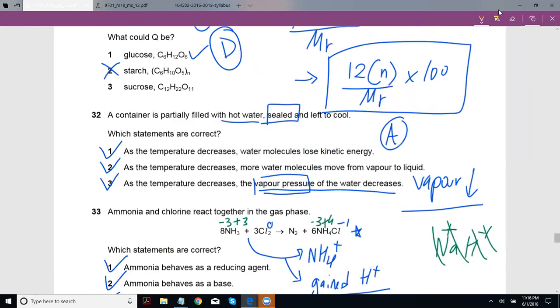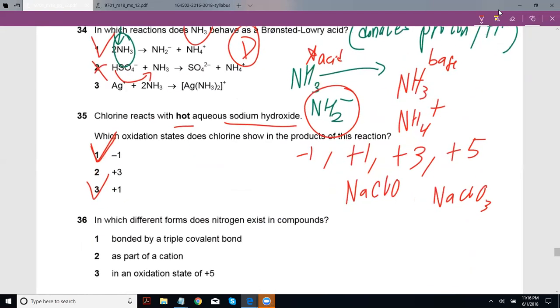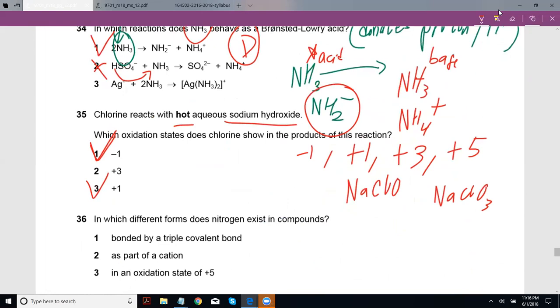Wait, how is 3 right? When is chlorine +1? In NaClO. But again, it's reacting with hot aqueous NaOH. So with hot aqueous NaOH, it would only make NaClO3. Yeah, that would be +5. But that's interesting though, because at times they try to trick you with these stupid questions.